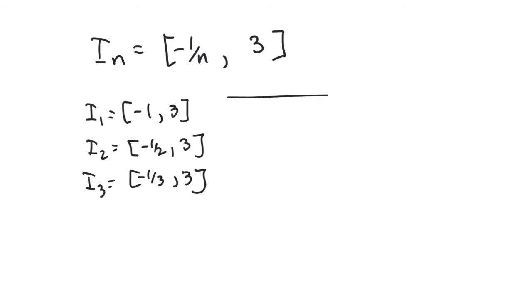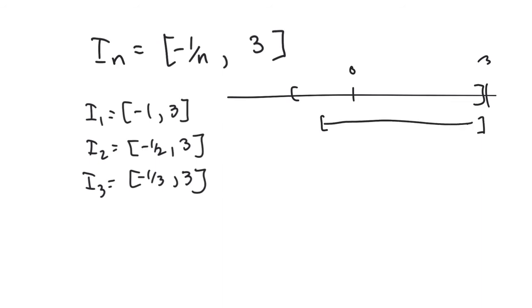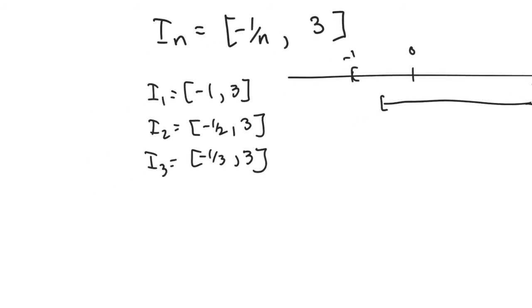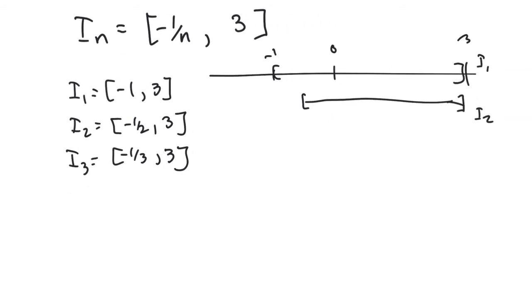So each of these, if you were to draw them on a number line, here's 0. The first one is like that, right? Where this is 3. The next one would be, so this is minus 1 here. So this is I1. This would be I2, right? It goes from minus a half up to 3. The next one, I3, is going from minus a third, which is like there somewhere, up to 3. This is I3, etc., right?